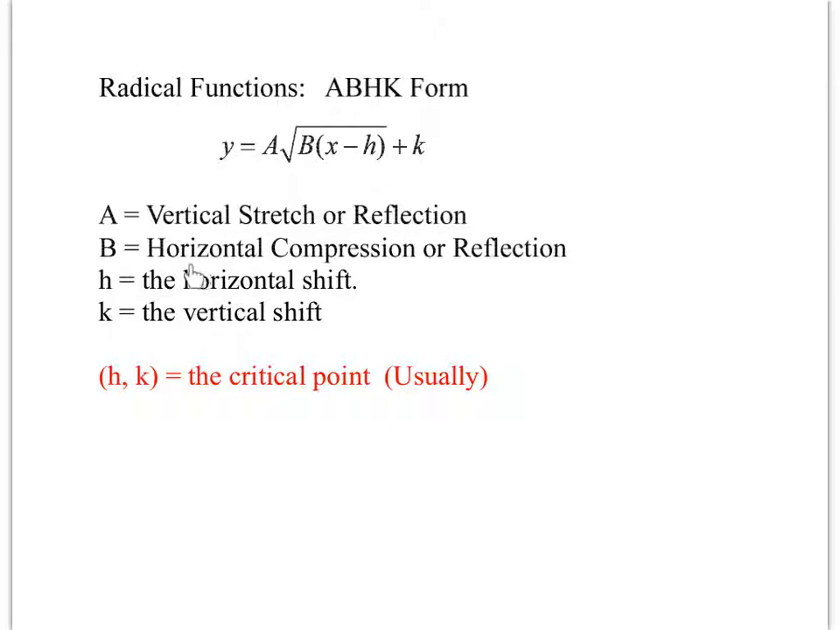Just so you know, b for next year is going to be the horizontal compression. If b is negative, it's a reflection over the y-axis, so it's a horizontal reflection. H, we know, just like before, is our horizontal shift, and our k is the vertical shift. It moves things up and down. H comma k is going to be our critical point. And when I say the critical point, what I'm talking about is in a radical function that looks like this, right here, our critical point is going to be right here in green, where the graph begins and ends.